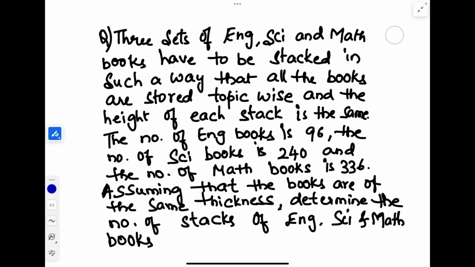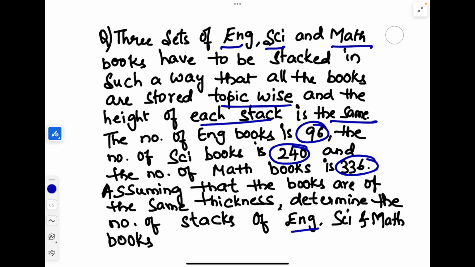This is a question from the class 10 real numbers chapter. Three sets of English, science and math books have to be stacked in such a way that all the books are stored topic wise and the height of each stack is the same. The number of English books is 96, the number of science books is 240 and the number of math books is 336. Assuming that the books are of the same thickness, determine the number of stacks of English, science and math books. Children, let us understand this question step by step.